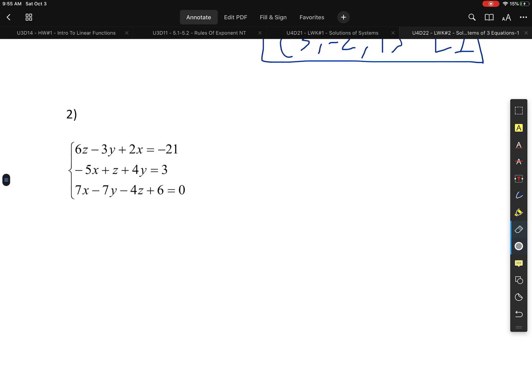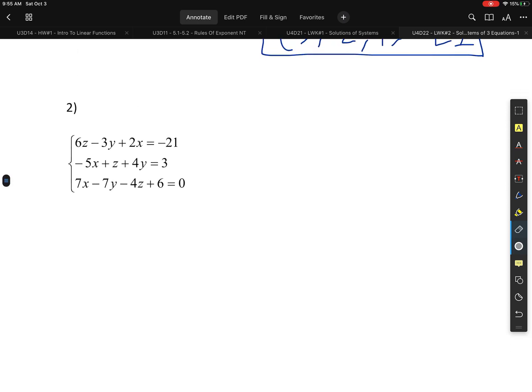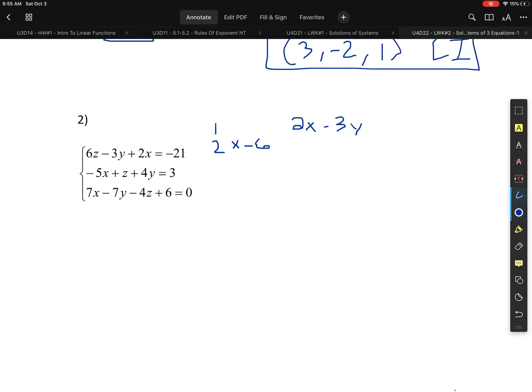What just happened? Why did it move? Alright, there it goes. So I have a solo z, that's going to make my life easier. So I'm going to take equation 1 and equation 2 and multiply equation 2 by negative 6. So I have 2x minus 3y plus 6z equals negative 21.